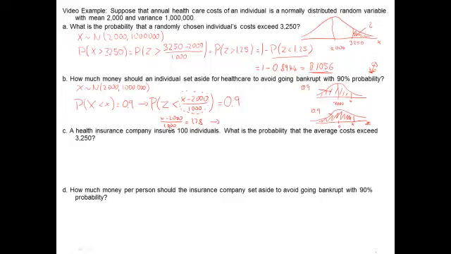So if we multiply both sides by 1,000, that gives us 1,280 on the right hand side, and we add 2,000 on both sides, and we have that x equals $3,128.